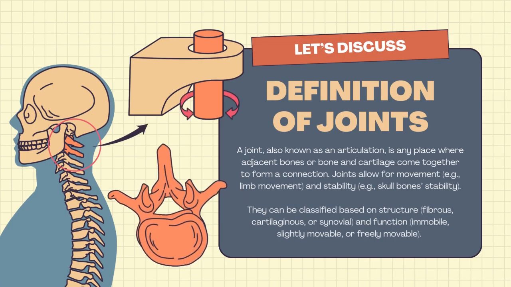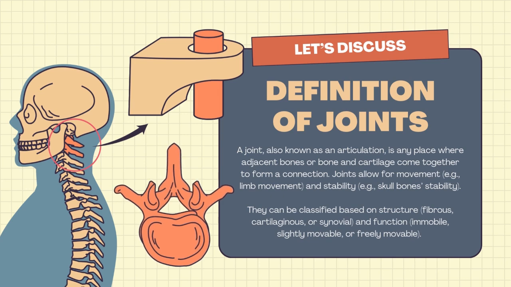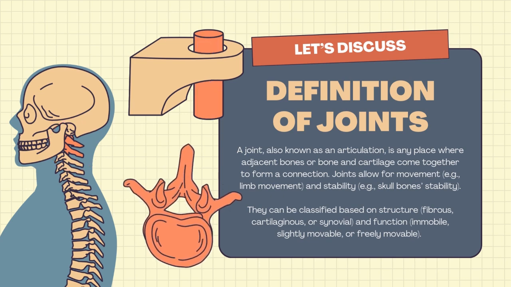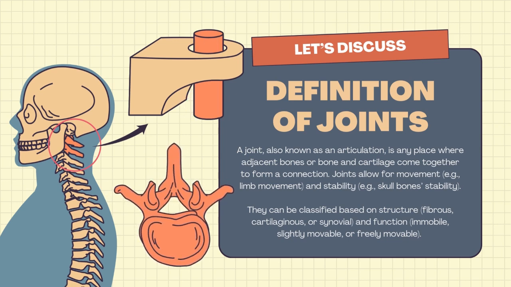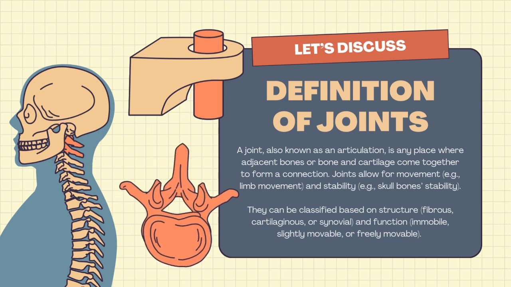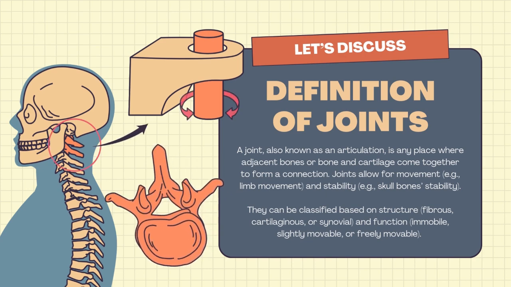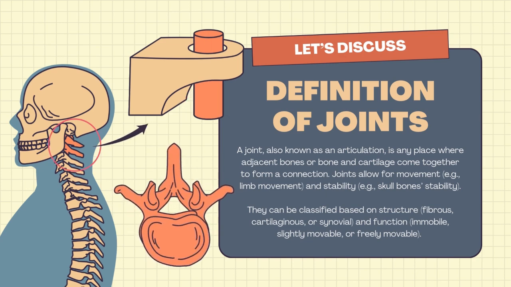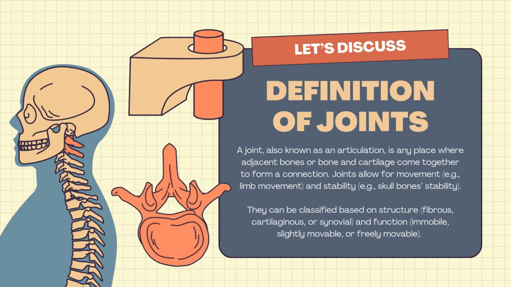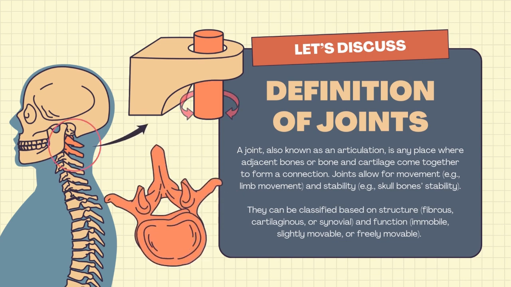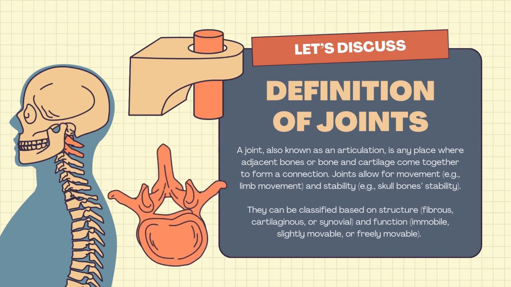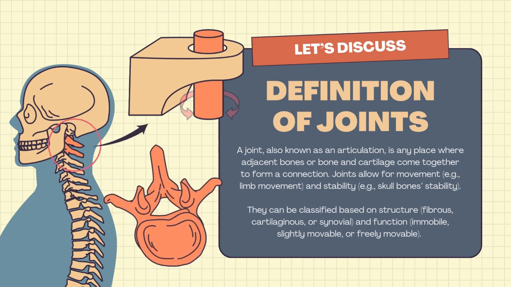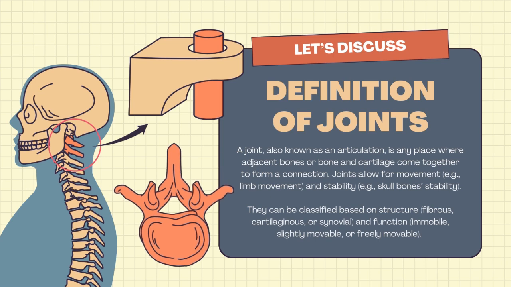Definition of joints. A joint, also known as an articulation, is any place where adjacent bones or bone and cartilage come together to form a connection. Joints allow for movement, for example limb movement, and stability, for example skull bone stability. They can be classified based on structure: fibrous, cartilaginous, or synovial, and function: immobile, slightly movable, or freely movable.